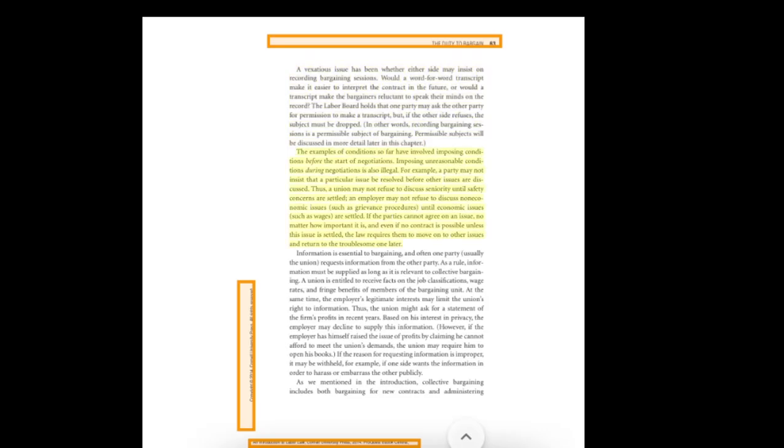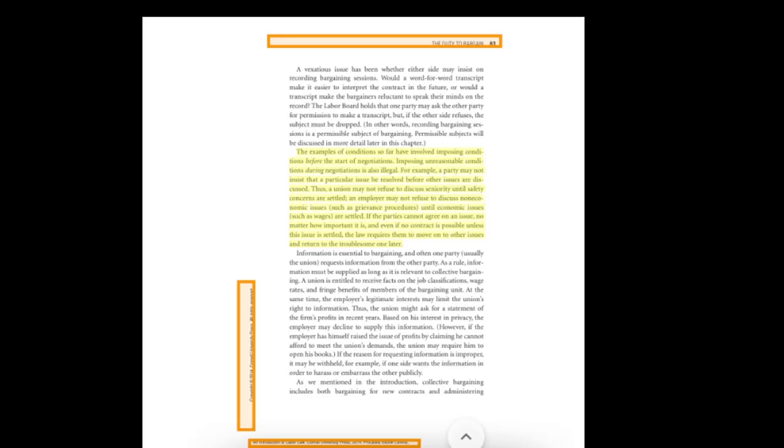The examples of conditions so far have involved imposing conditions before the start of negotiations. Imposing unreasonable conditions during negotiations is also illegal. For example, a party may not insist that a particular issue be resolved before other issues are discussed. Thus, a union may not refuse to discuss seniority until safety concerns are settled. An employer may not refuse to discuss non-economic issues such as grievance procedures until economic issues such as wages are settled.